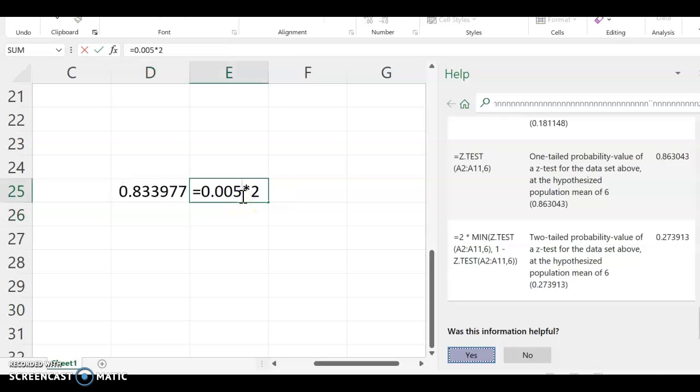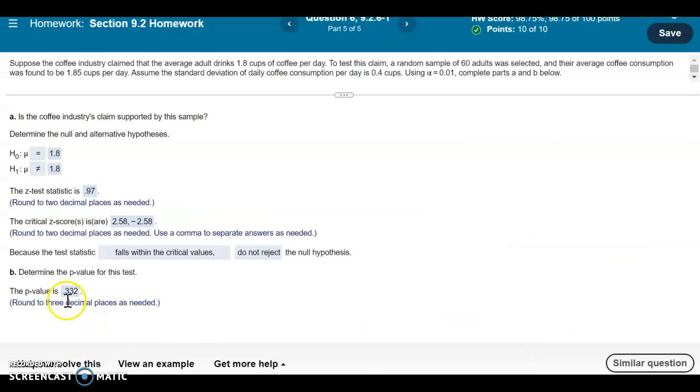Now, since it's positive, we do have to say equals 1 minus this. So we end up with 0.166, and we have to times it by 2. So we end up getting 0.332 for our p-value.